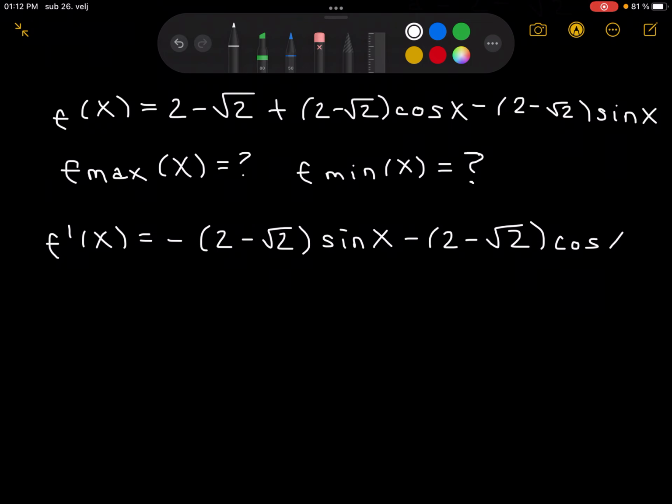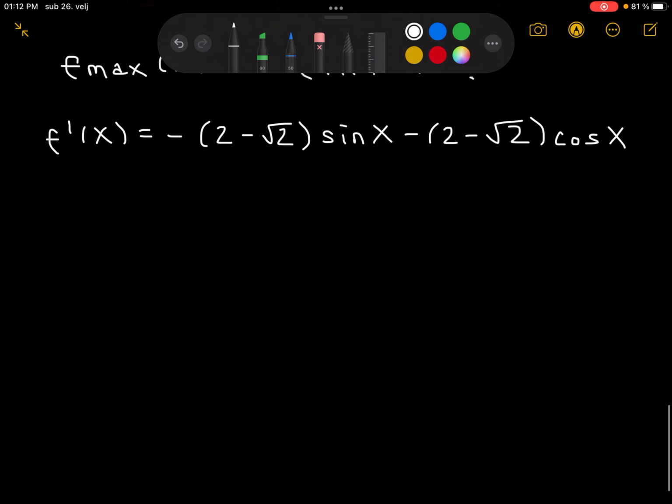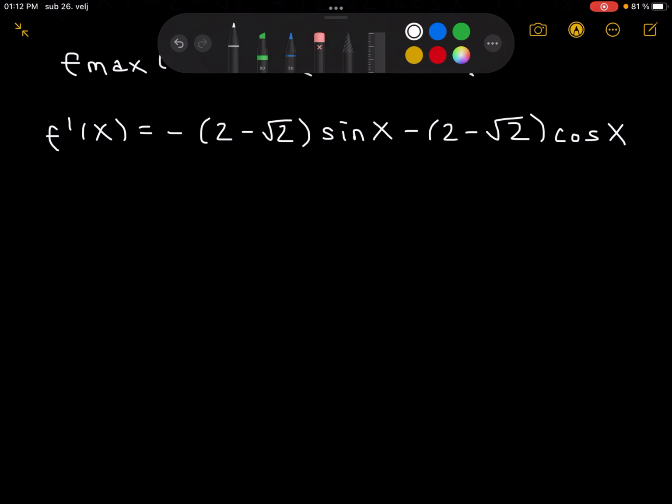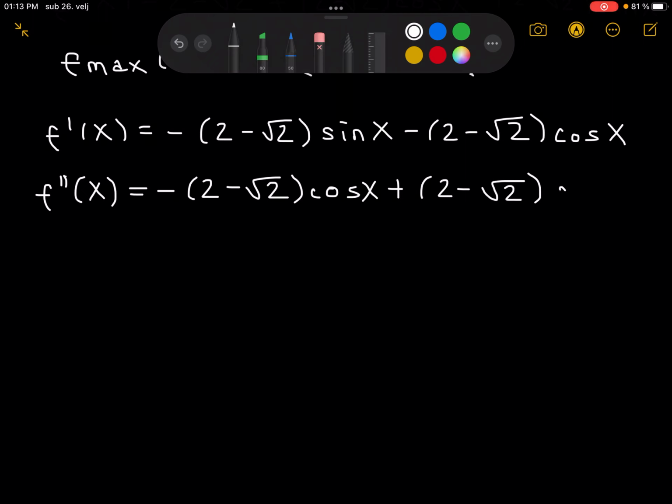of x. And since we're going to be needing the second derivative as well, what we should do right away, and what we will do right away, is take the second derivative of the function at the same time. So the second derivative will be negative 2 minus the square root of 2 times cosine x minus, or better yet, plus 2 minus the square root of 2 times sine x.